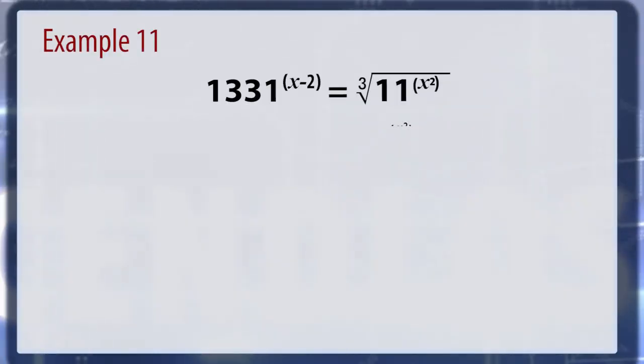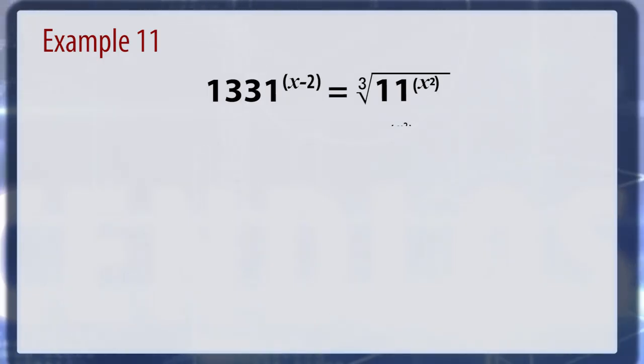And I hope you are enjoying this part of indices. We are going to go a step further again. This time, we shall have radical operations. Now, the next question says 1331 to the exponent x minus 2 is equal to the cube root of 11 raised to the power x squared. Now, the question may not be friendly, but the same things we've been doing is what we are going to do, and you will get your answer.